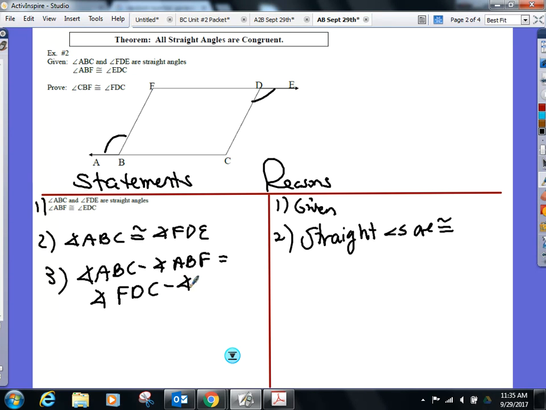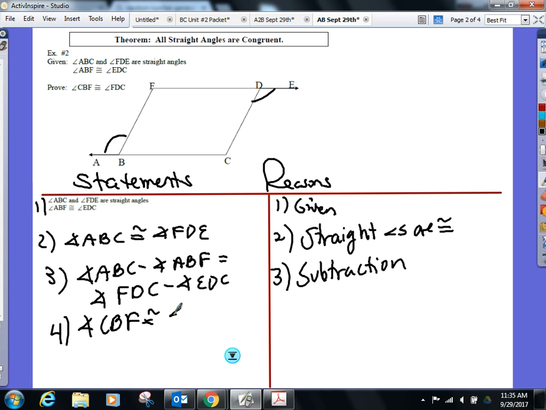Nope, we haven't. Angle EDC. Good. And this is because of the subtraction postulate. And like always, that's not what we need to prove. We get to what we need to prove by substituting in CBF and FDC. All right. We okay there? All right angles, all straight angles.